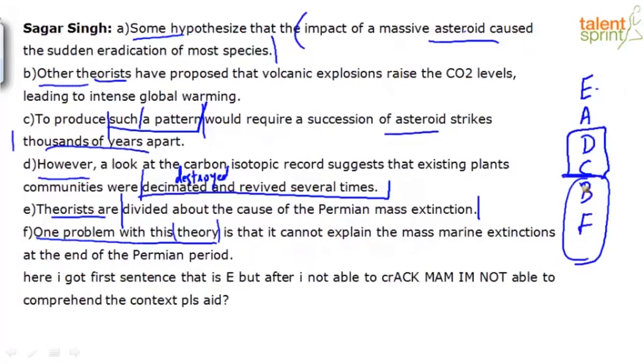And the reason why you cannot break B and F is what I was explaining. B is talking about volcanic explosions raising the carbon dioxide levels, leading to intense global warming. Carbon dioxide basically dissolves in seawater and is absorbed. So the sea is the carbon dioxide sink, but that is diminishing because of the increasing levels of carbon dioxide in the sea. The oceans are becoming more acidic, and that's why the creatures living in the sea were dying, but the theory was not able to explain this. EADCBF is the solution.